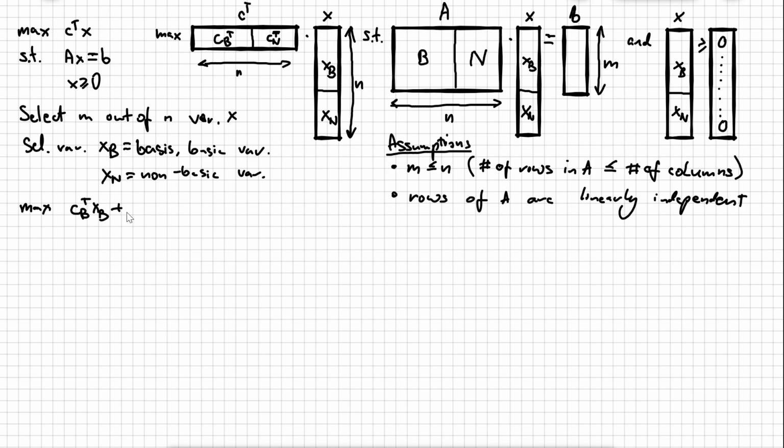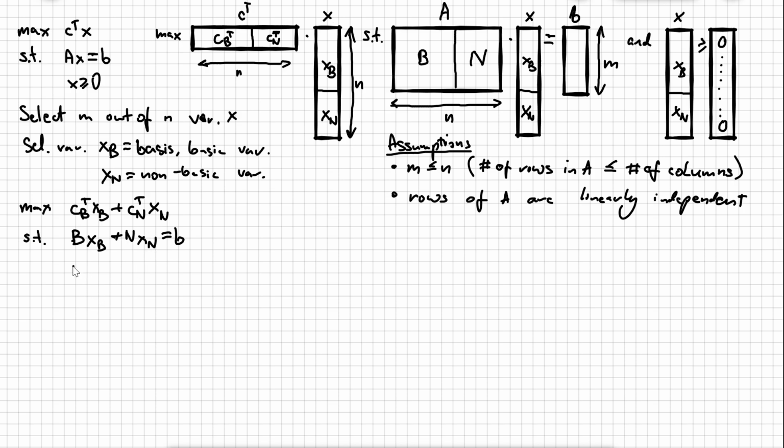First the basic variables, and then Cn transpose times Xn, right? So this is the same calculations, the same model, just I broke down the products into a sum of two products. And then the same thing, the constraints A times X will be B times XB plus N times XN, right? So subject to B times XB plus N times XN will be equal to the right-hand side, remain as before, b.